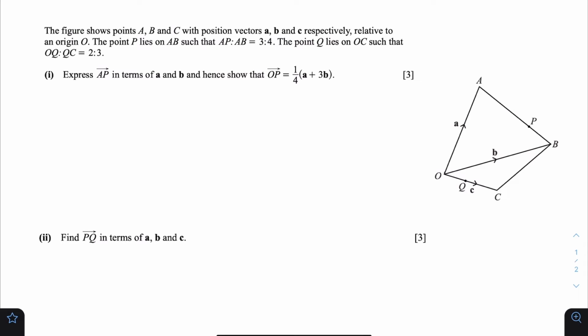All right, so I just drew some rough work over here, but we're going to start this off. So what we will first do is recognize that AP is this direction over here, and it lies on AB.